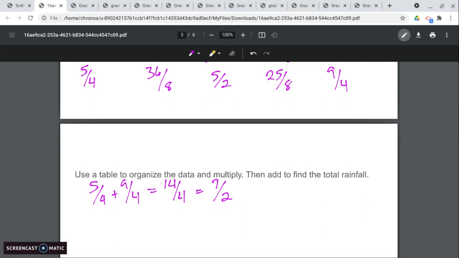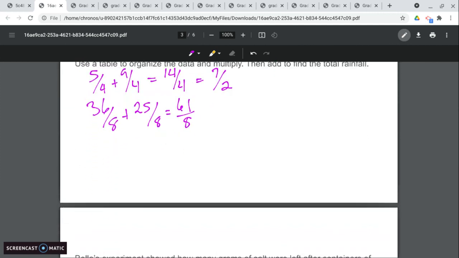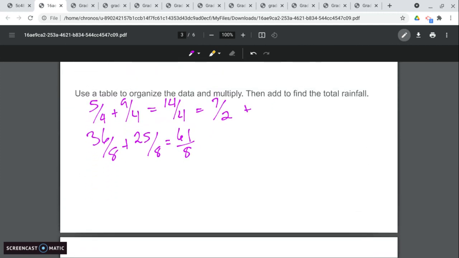Then we have our eighths. So we have 36/8 plus 25/8, which is going to give us 36 plus 25, 61/8. Now we can't reduce that down at all. And then we have our 5/2. So we have plus 5/2. Add these together. So 7 plus 5 is going to give us 12.